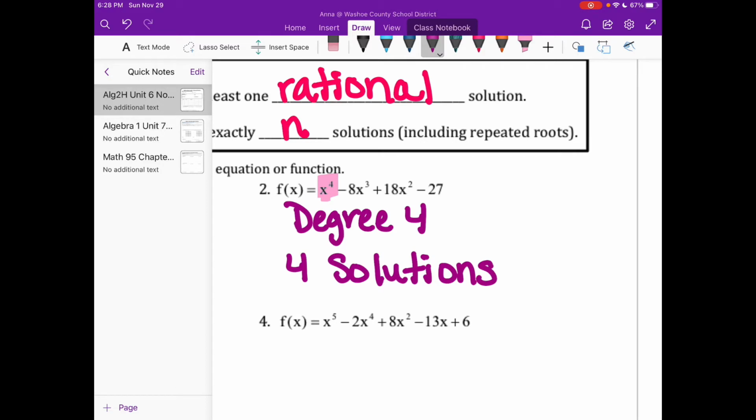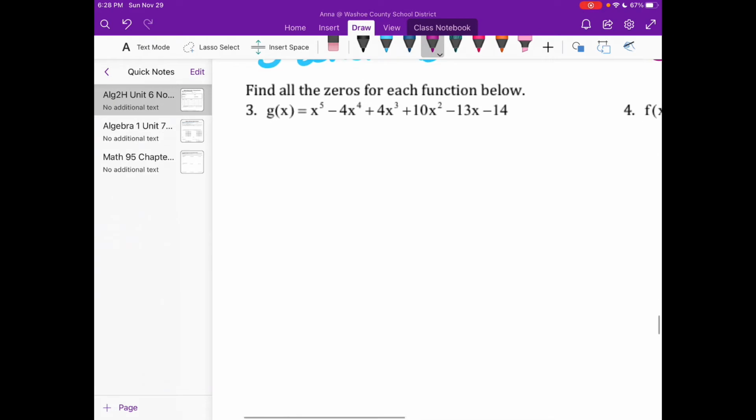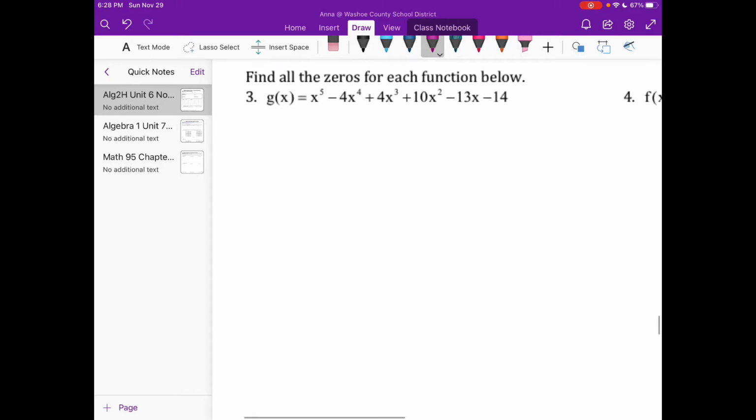All right, so here's where this is going to come in handy. On number 3, it asks us to find all the zeros for the function below. This is a big function, so I'm not going to start grouping. If you really, really want to, go for it, group them, have fun. What I'm going to do is look at my degree, my leading coefficient, my biggest exponent is 5. So I know I am going to have 5 zeros for sure on number 3.